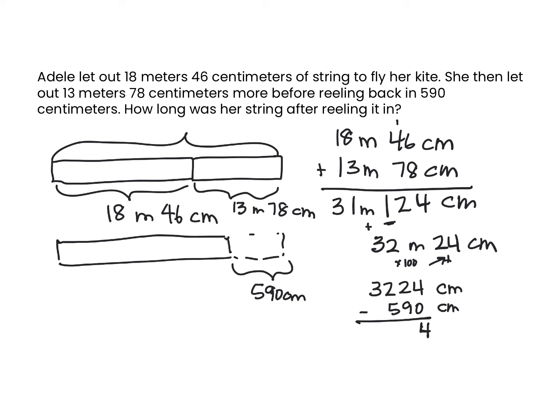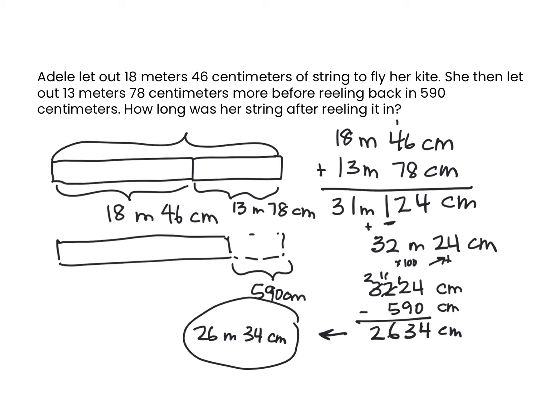We don't have enough in our ones, so we're going to regroup to do our tens. 12 minus 9 is 3. We're going to have to regroup again to do our hundreds. 11 minus 5 is 6 hundreds, and then we've got 2. So we've got 2,634 centimeters. So we can take that 26, and we have 26 meters, 34 centimeters as we convert back. So how long was your string? 26 meters, 34 centimeters.